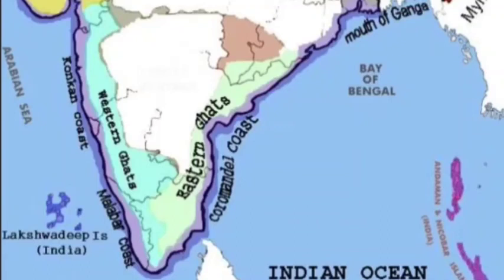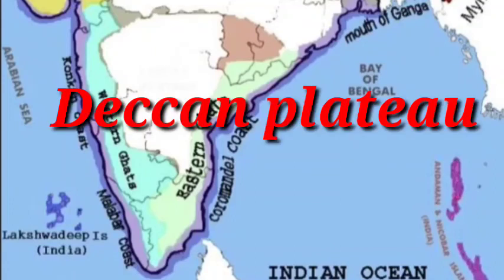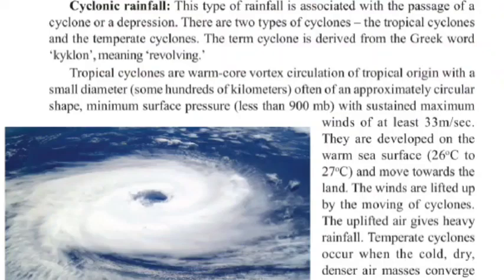So in India, you can see this picture. The Deccan Plateau is there. In the Deccan Plateau region, it's called the rain shadow region or leeward side. In this region, there is no rainfall. Rainfall does not occur in this region, mainly in the central part of the Deccan Plateau. Understand? So this place is known as dry. It's known as the rain shadow region. Understood? Right. Next one is cyclonic rainfall.